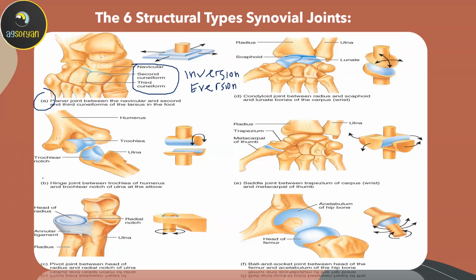The second type is the hinge joint, for example, between the humerus and ulna. This is the elbow joint. It gives angular movement, like flexion and extension.